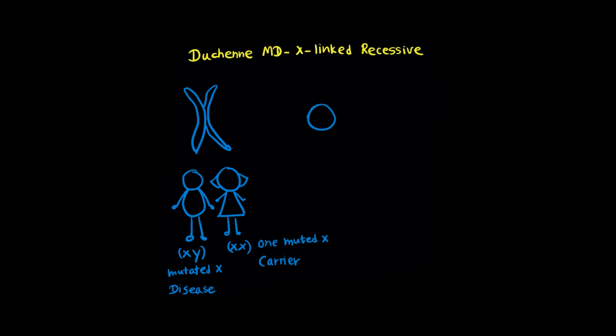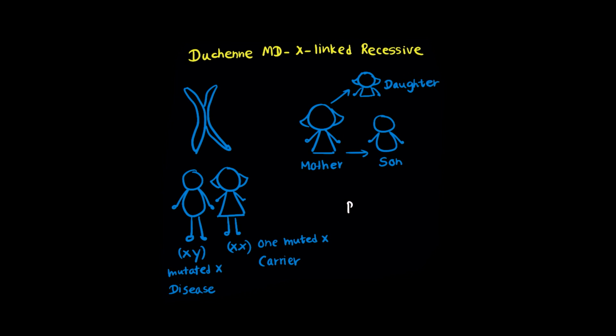Here's how it works. Carrier mothers have a 50% chance of passing the mutated X to each child. Sons who inherit it develop Duchenne, while daughters who inherit it become carriers. Affected males rarely reproduce due to disease severity, so the disease primarily passes through carrier females. This X-linked pattern explains why Duchenne almost exclusively affects boys. It's not autosomal dominant, affecting both sexes equally, not mitochondrial passing from mothers to all children, and definitely not Y-linked, which would only pass father to son.